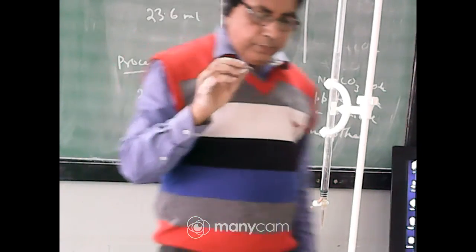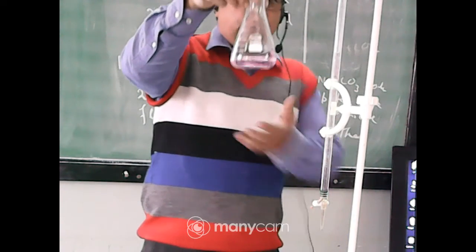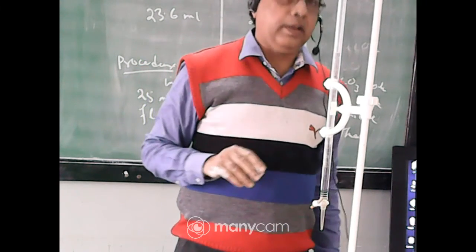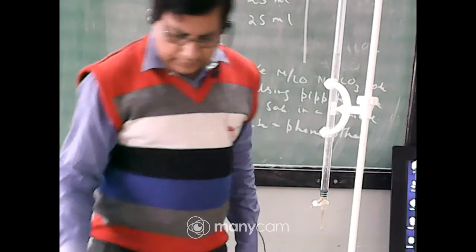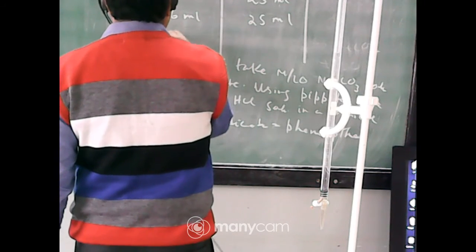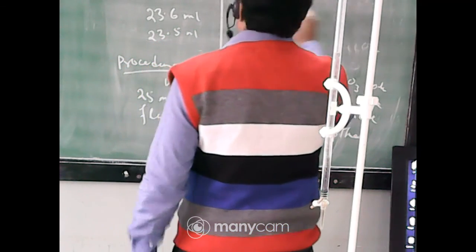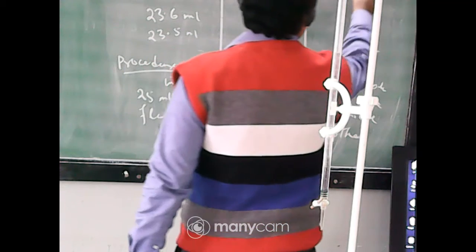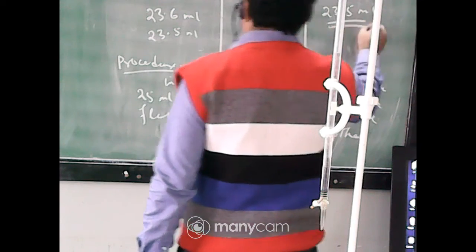So you repeat this process. See the pink color here. You repeat this process for at least 4 times. Now say another time the reading is 23.5 ml. So this is also 25 ml. So 23.5 ml taken in 2 times, so the concordant titer value is 23.5 ml.